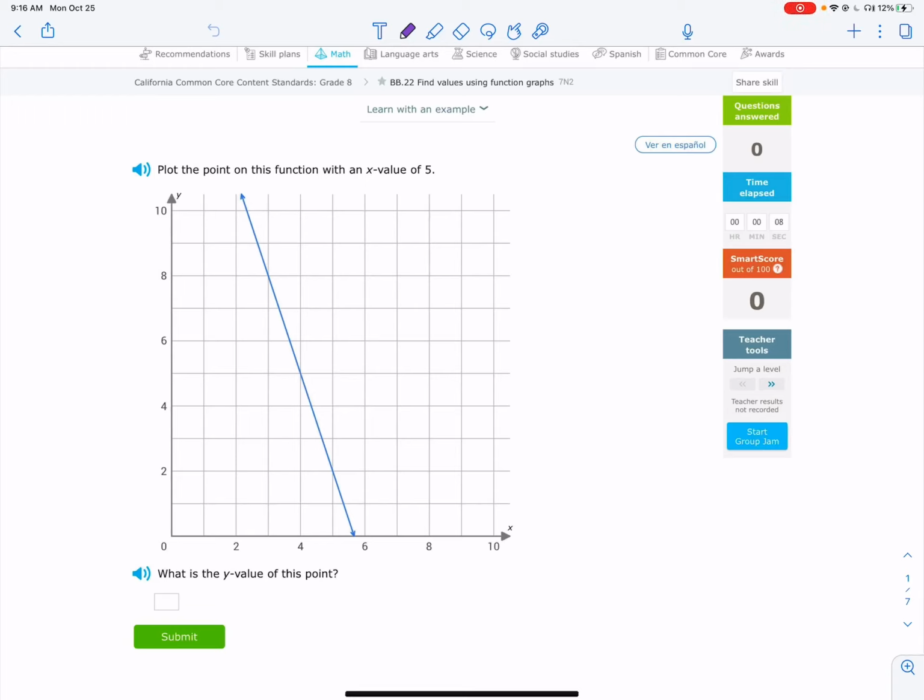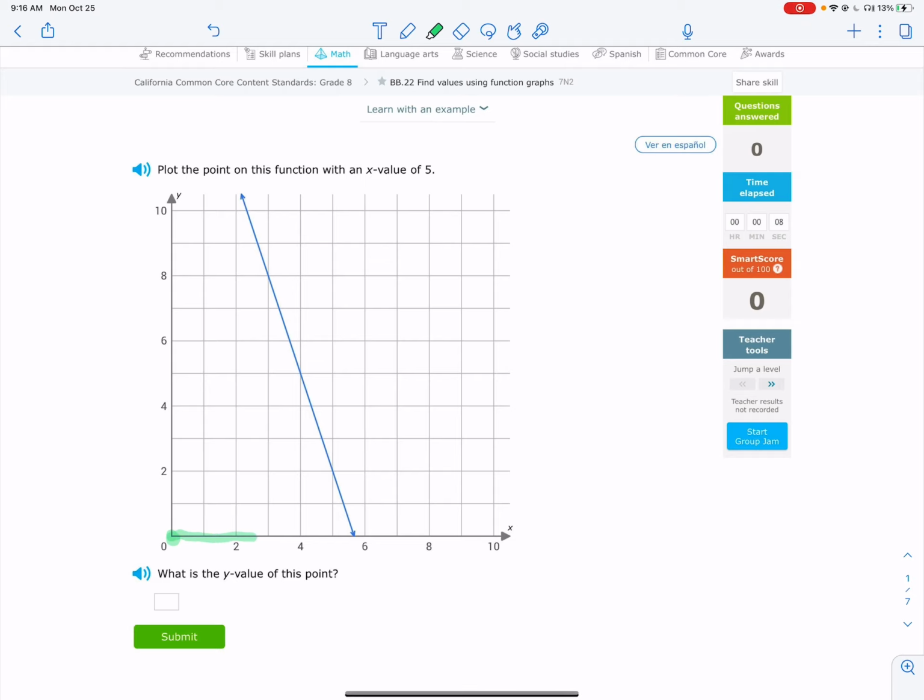All right, so today we're going to be trying to find values using function graphs, okay? Well, we just have to look at this line, right? It says to plot the point on this function with an x value of 5. So when it has an x value of 5, I always start at 0, 0 when I'm looking to go to a point.